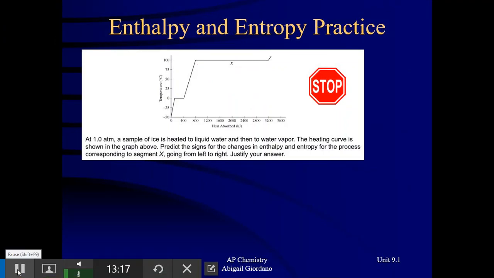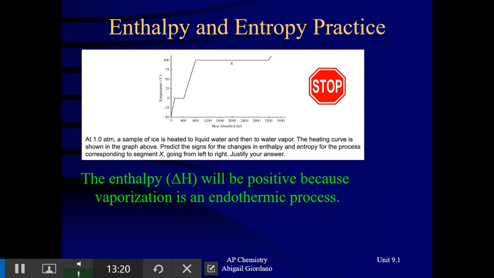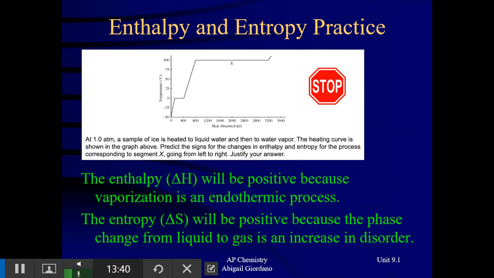Okay, so here's what I said for my answers. The enthalpy, delta H, is going to be positive because vaporization, liquid to gas, is an endothermic process. Heat is required, and that means a positive delta H. For the second part, the entropy change, I said, is also positive because a phase change from liquid to gas is an increase in disorder. Sometimes you can see questions that bring those two concepts together. We're going to see that more and more throughout this unit.